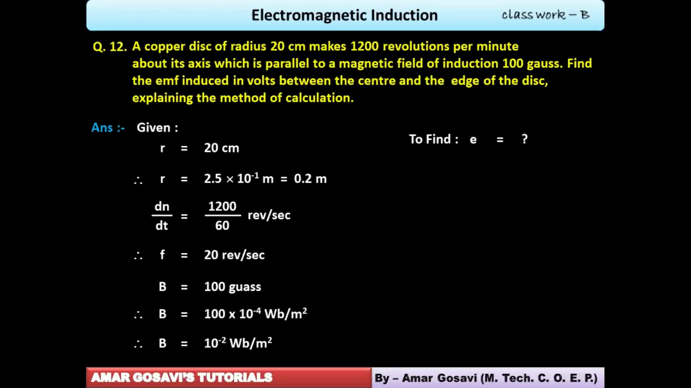And then finally we need the value of E. So we have the formula for E. The basic formula is d phi by dt. But phi we know is NAB cos theta. If n is 1, it will be AB cos theta. Please make a note of it before we finally discuss the solution for this particular problem.